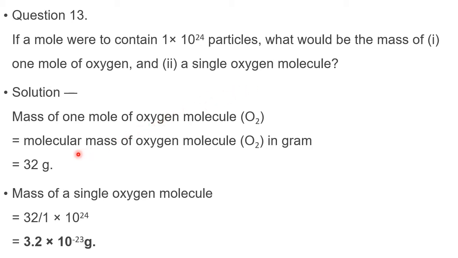Then what is the mass of a single oxygen molecule? 32 gram weighs 1 mole. That means 32 gram is 1 × 10^24 molecules of oxygen here, not 6.022 × 10^23. Clear? Once again, 1 × 10^24 molecules of oxygen means 32 gram. One molecule means how many gram? So 32 divided by 1 × 10^24 gives you 3.2 × 10^-23 gram. So small it is.